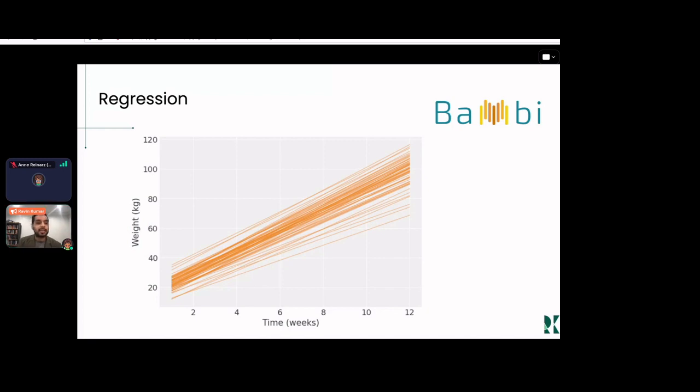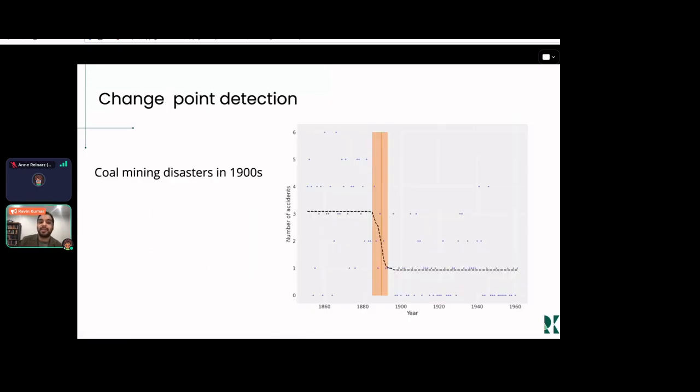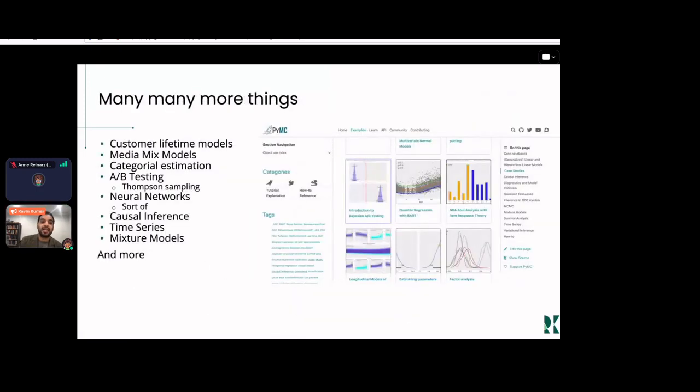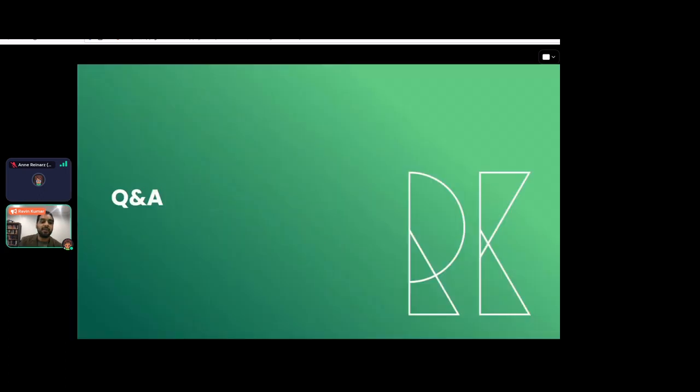So I'll skip through these slides because I think you folks are quite familiar with Bayes. But in case you're not, in addition to just simple distribution fitting, you can do regression with Bayes, Gaussian process fitting, change point detection, and many more.